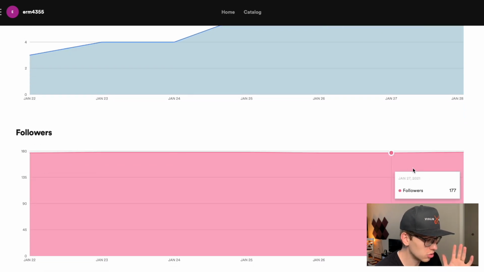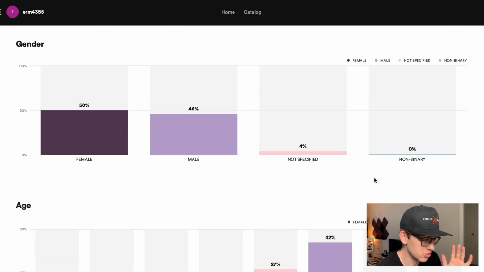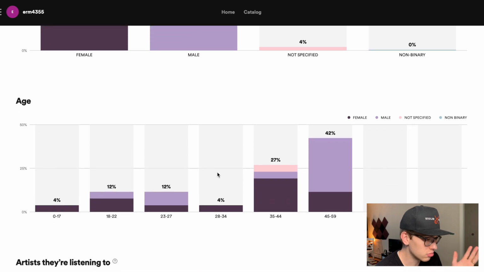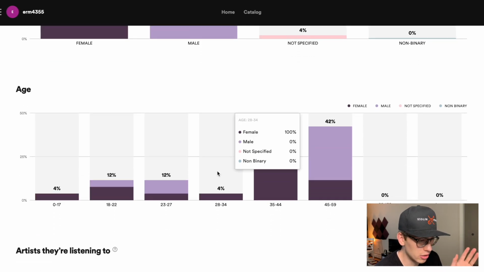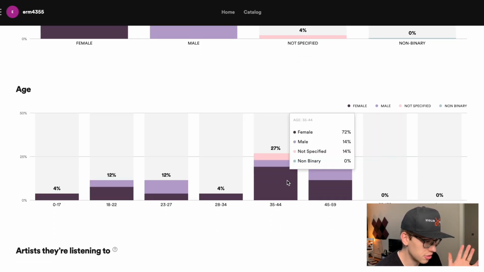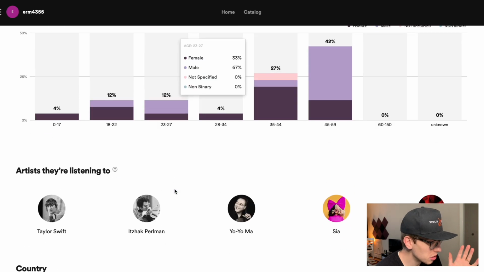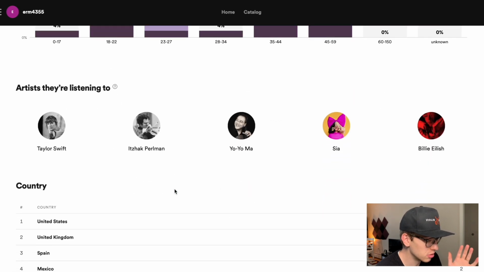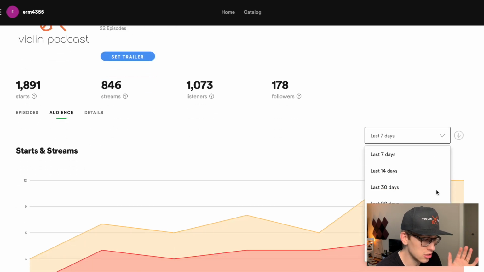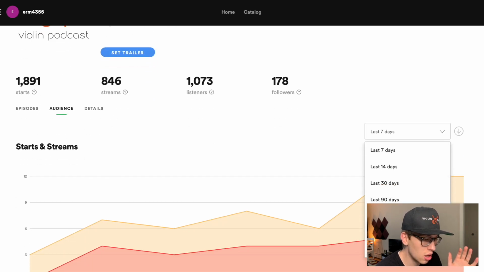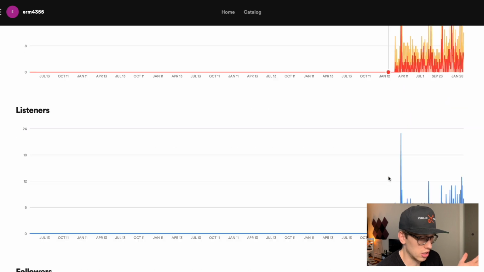Let's go to the followers. Over here you have the followers, and sometimes there's a small dip here between 178 and 177, and various other analytical things and data that you want, like female, male, even the age group, which is really important. I mean, it's really important to understand what your demographic is. This is within the last 7 days. Let's go ahead and see, just for fun, all time.